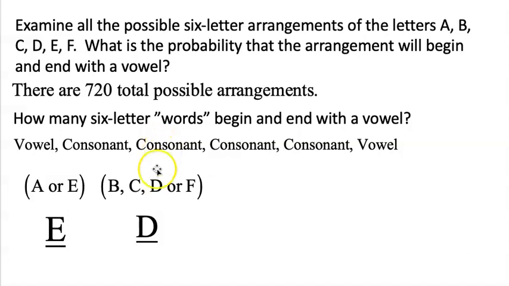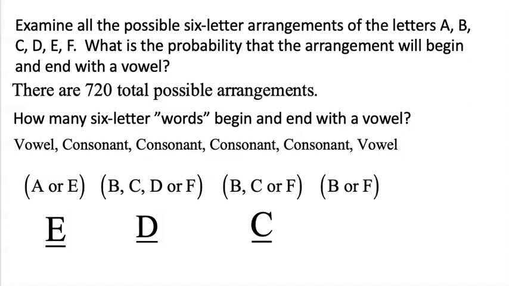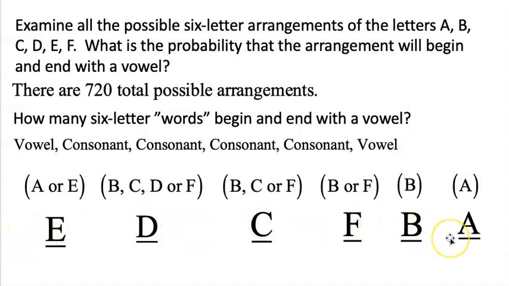Now I need a consonant again. Well, I've gotten rid of D, so now there's only 3 consonants left. And let's say I choose C. I need another consonant. Now there's only 2 consonants left, either B or F. Let's say I choose F. I need another consonant. Well, there's only 1 left. It's got to be B, only 1 choice. And then finally I need a vowel. Well, I used E in the first slot, so I need an A in the last slot. So this is one example. EDCFBA is one example of a 6-letter arrangement with no repeated letters that both begins and ends with a vowel.